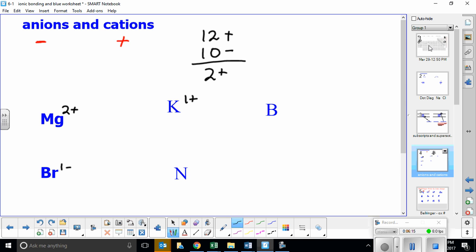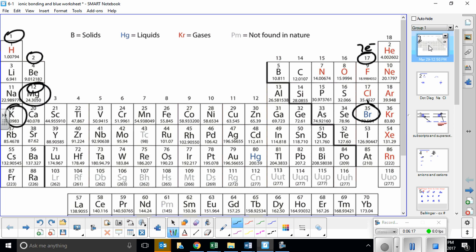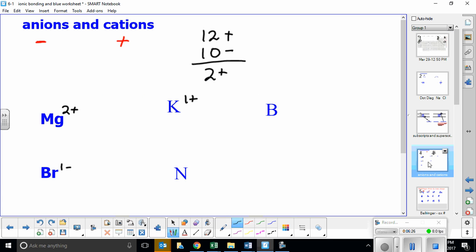Boron. I find boron right here. It's in group 13, so it has 3 electrons in the outer energy level. Again, it wants to get to 8. The 2 choices are to gain 5 to get to 8, or to lose 3. And boron will lose 3 electrons and then become positively charged with a 3 plus and become a cation.